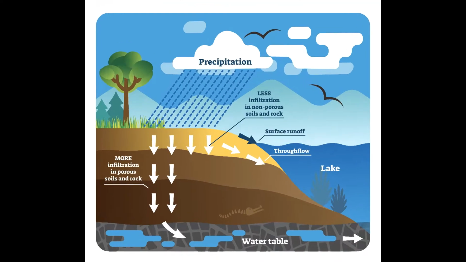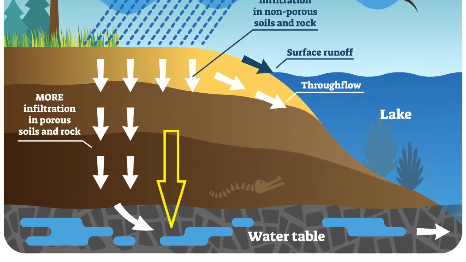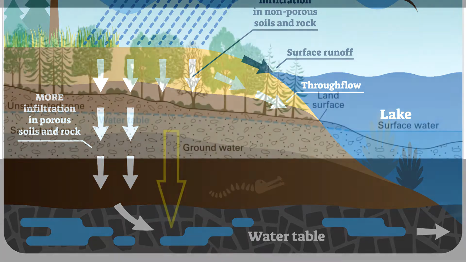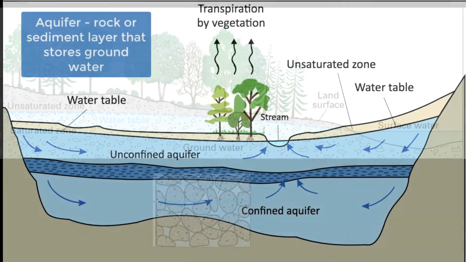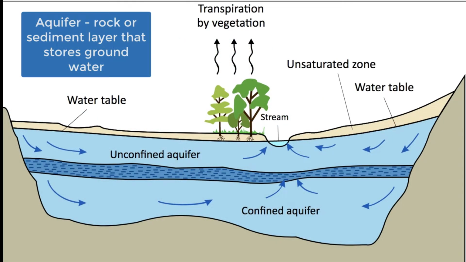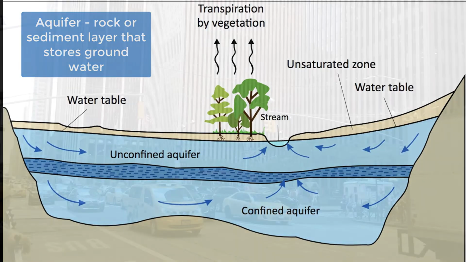Water that infiltrates into the ground percolates down until it hits an impermeable barrier. And then the water will fill the pore space within a rock or a sediment layer, and that's called an aquifer. And the water can get stored there as groundwater that can then be tapped into later.